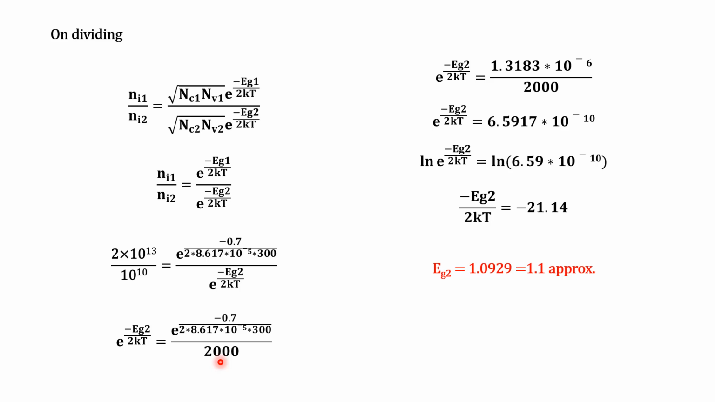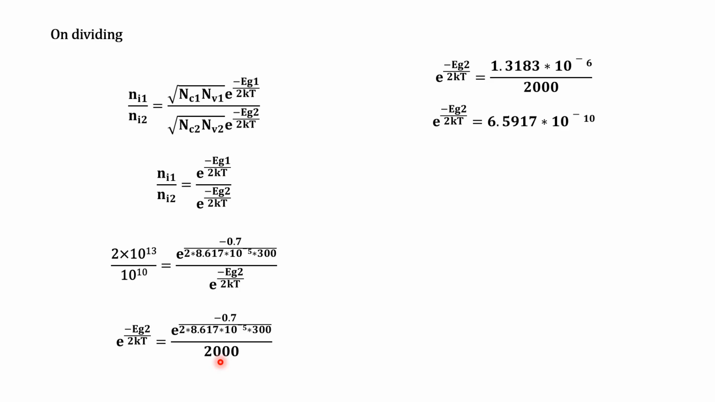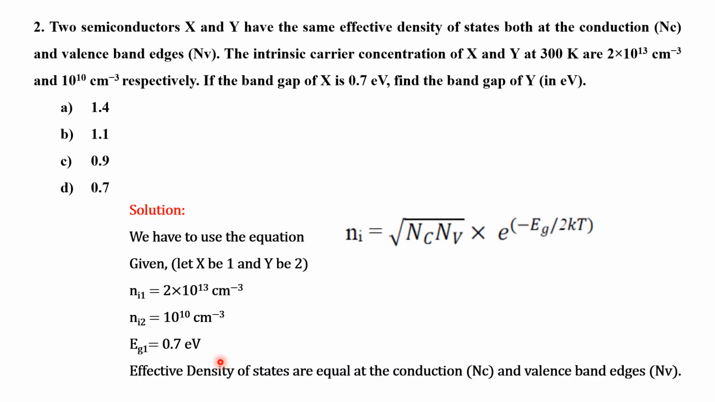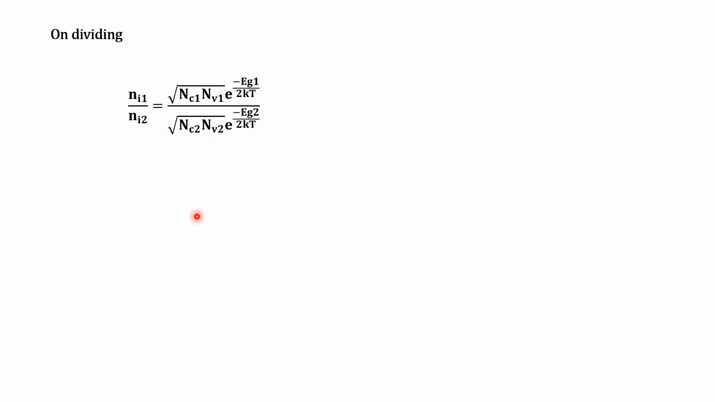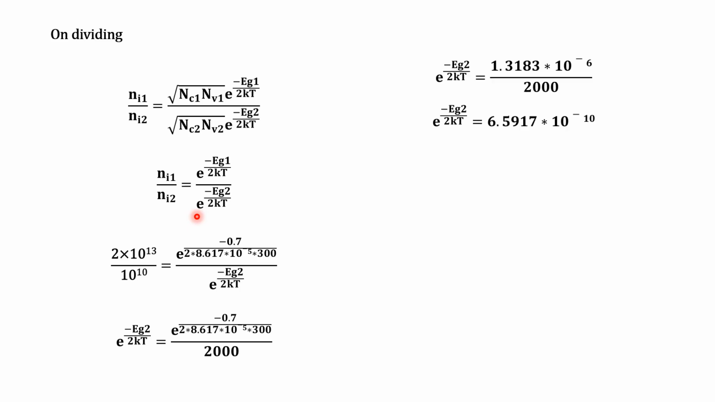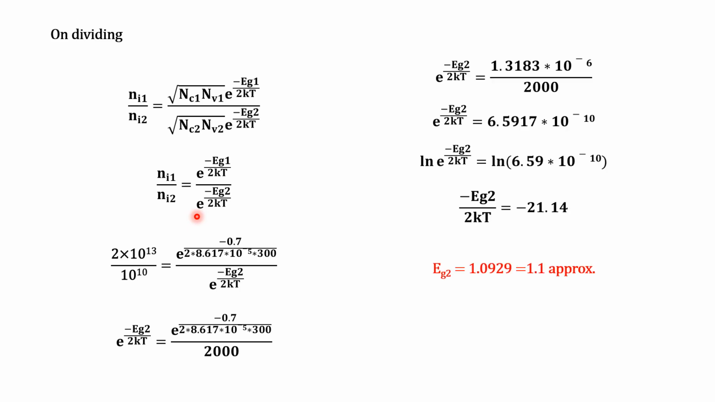I hope this is the way everyone substituted. The answer is 1.1 electron volt. Many people have given option B, 1.1 electron volt. Basically, in all such questions, there will be a particular formula, and wherever they mention something, for example here that the effective density of states is equal, we write the equation in such a way that they both get cancelled. Then using the other given values you will be able to solve, and finally your Eg2 value will become approximately 1.1 electron volt. So I hope that's clear.